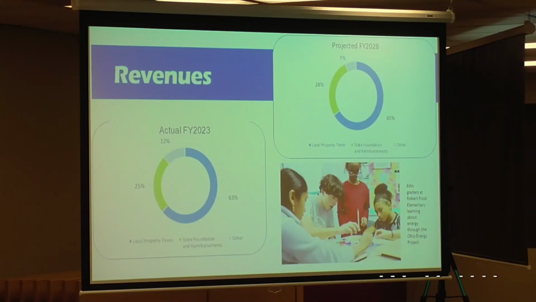So overall for revenues, fiscal year 23 actuals, we had 63% funding from our local property taxes and 25% from the state of Ohio, and then 12% from other sources. For 2028, our local property taxes are projected to be 65%, and 28% from the state and 7% from other sources. So this makeup is heavily dependent on what state funding looks like in the future and could definitely change.